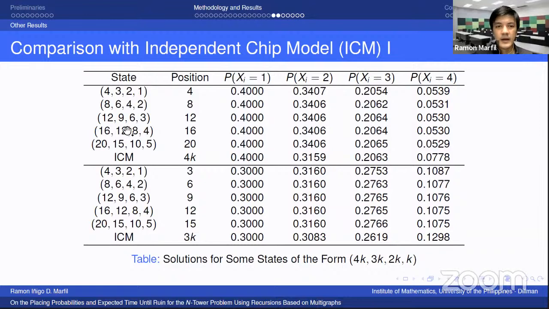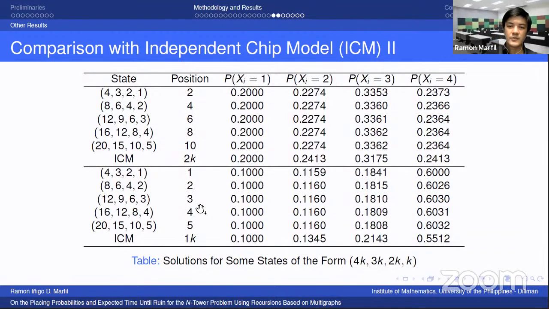Okay? So as the total wealth increases, posible na merong limit na ina-approach yan, pero hindi na kasama sa scope ng research ko yun. Pero yun, posible na may value na ina-approach yung mga to as the total wealth increases, pero keeping the proportions constant. Okay? So yung previous two slides is just a comparison for the solutions obtained using our model and the independent chip model.